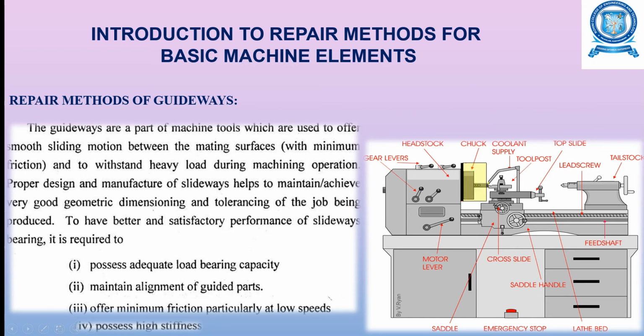Here you have an animated lathe machine in which you can see the chuck being rotated and the tool held in the tool post is machining. You have the top slide as well as the cross slide, and these are the slideways. To have better and satisfactory performance of these slideways, the bearing is required to possess adequate load bearing capacity, maintain alignment of the guided parts, offer minimum friction, particularly at low speeds, and also possess high stiffness.